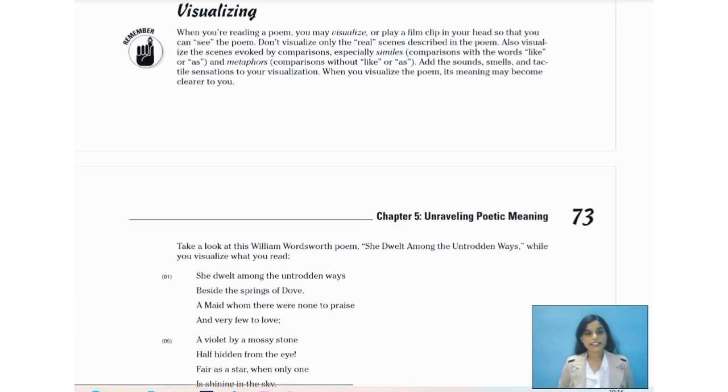The next thing that you should be doing is visualizing. When you are reading a poem, you may visualize it or play a film clip in your head so that you can see the poem. Obviously, try to think of that poem in your imagination. You will get all the characters in your mind, and you will get to see whatever is happening in the form of imagination. Try to do it.